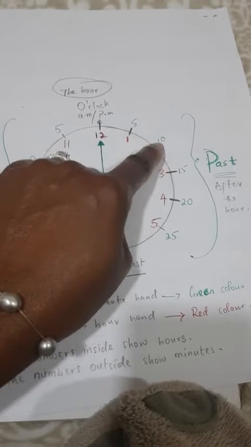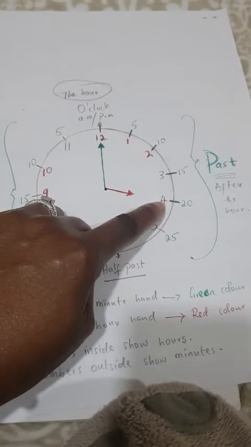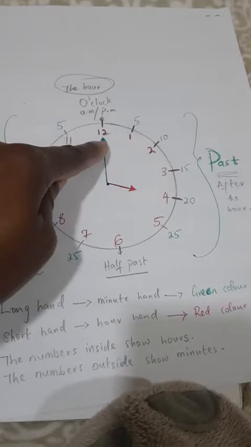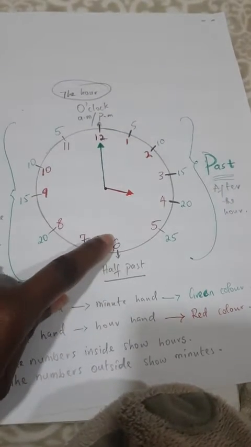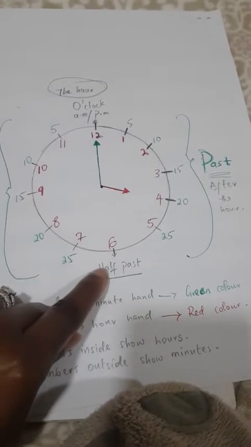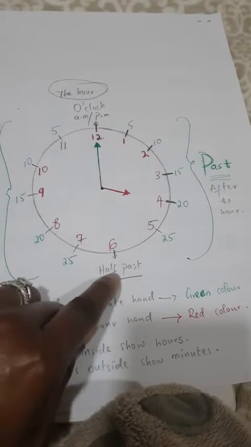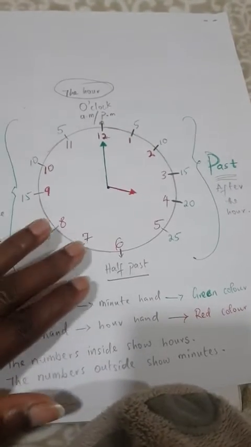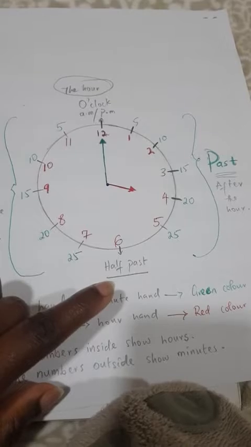If it moves here, 10 minutes past 4. And so on. But if the long hand moves all the way down to here, you say it's half past. Half past 4. Okay? Please take note of that.